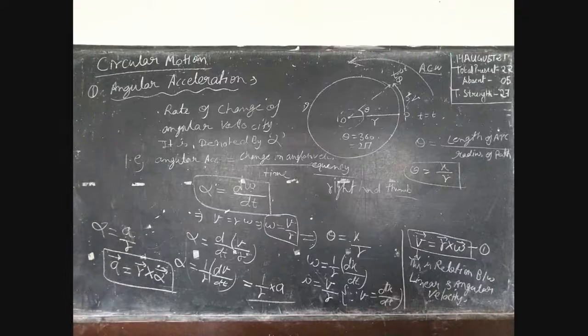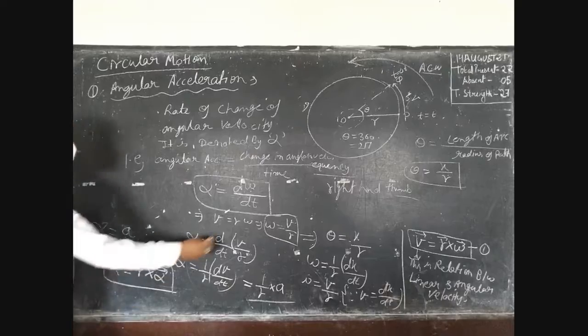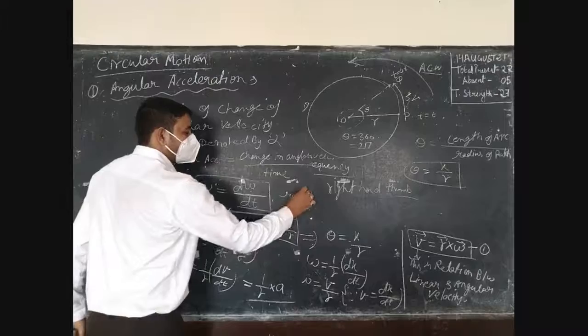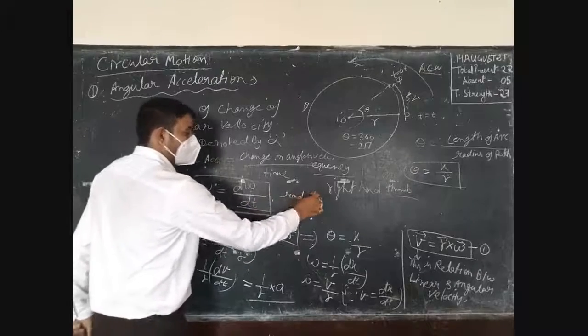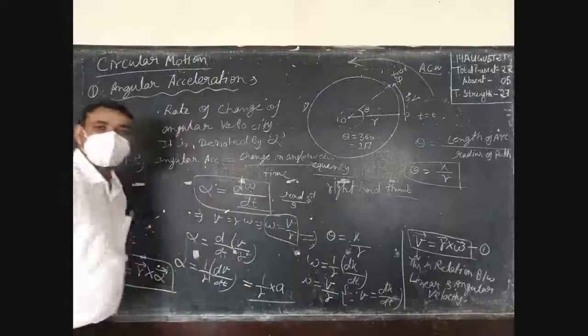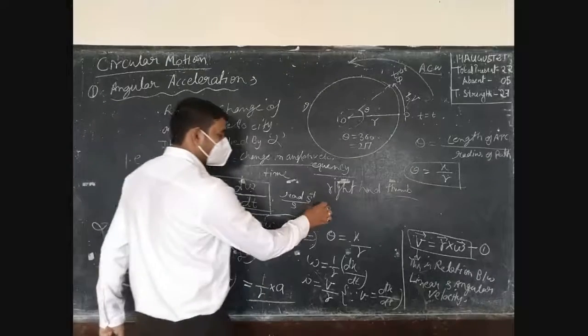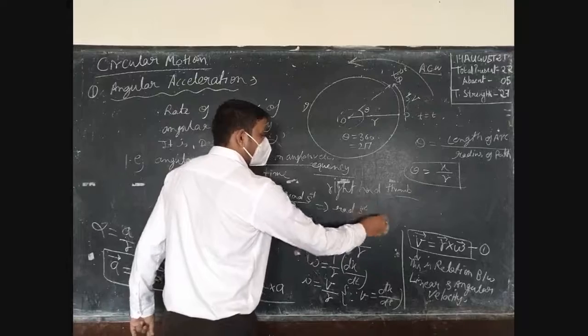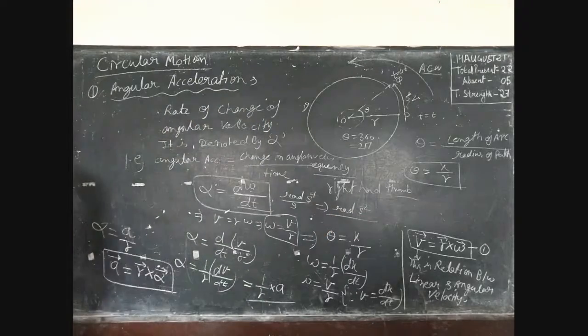Okay, now what is the unit of this angular acceleration? From the definition, its unit is radian per second upon second. That means its unit is radian per second square.